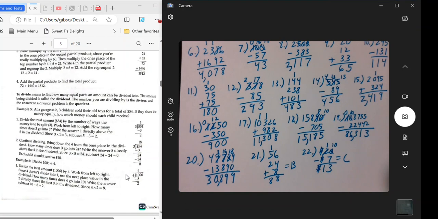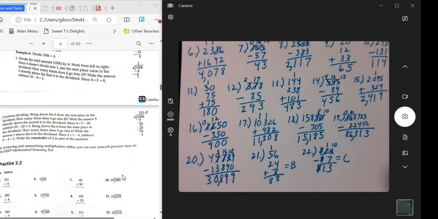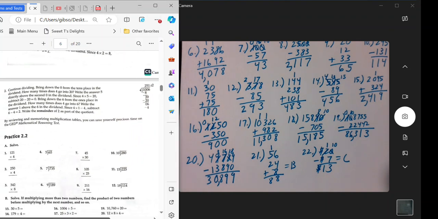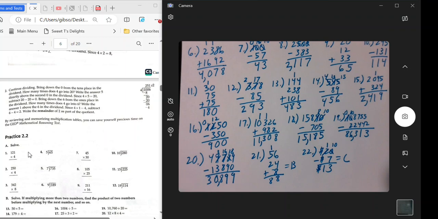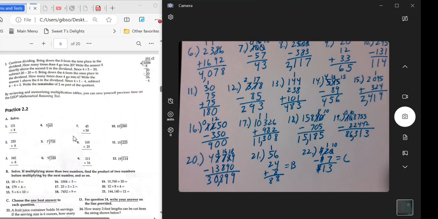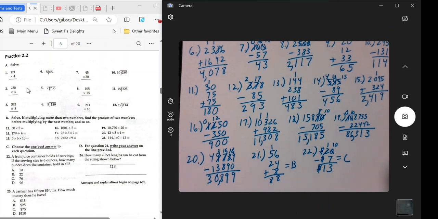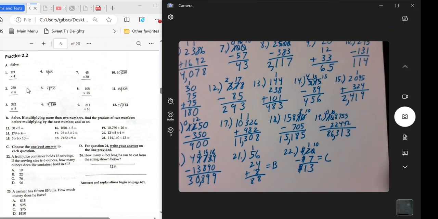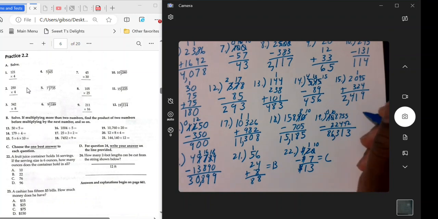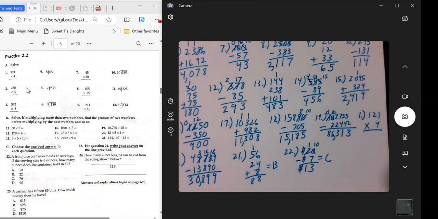Okay, now let's take a look here. If you look here at practice 2-2, we're going to go over the multiplication and division. So let's take a look at problem number 1. We have 121 times 4. I'm going to use this space here, 121 times 4. If you notice, I did line these up. You don't have to, but I would suggest that you do because it makes it a lot easier.